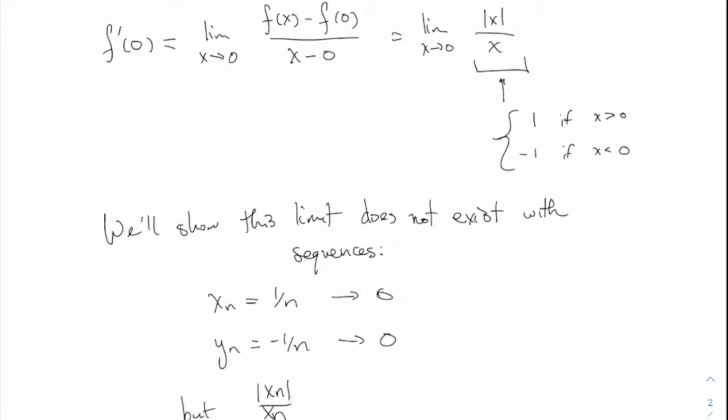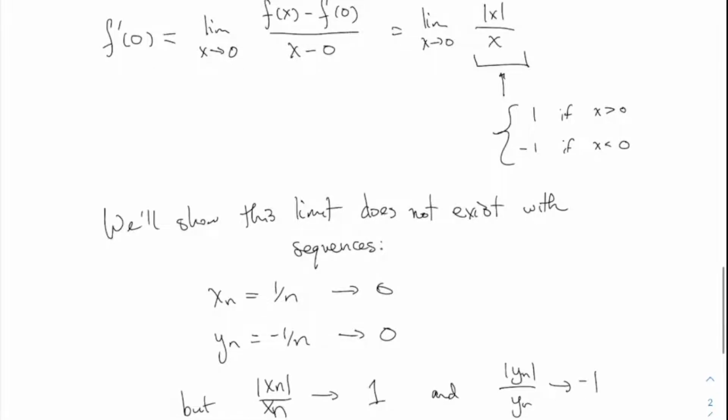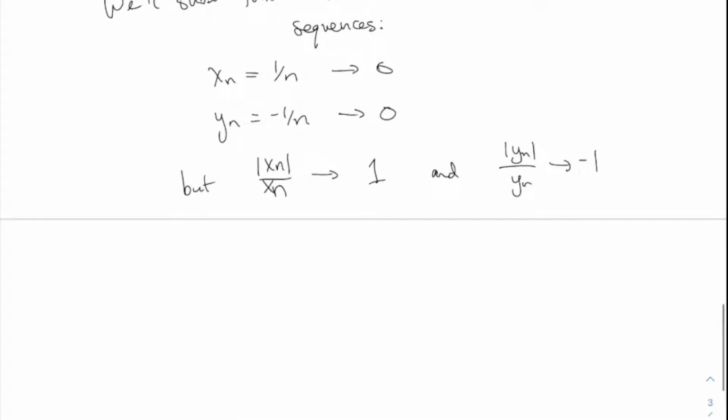Absolute value xn over xn. This approaches 1. Actually, it equals 1 every time because the xn's are positive. And the same with y's, it approaches -1. In fact, it equals 1 every time. All right. And so, since we had two sequences with the same limit, but when we plug them in, we get two different limits, that means that this limit does not exist. So lim x goes to 0, absolute value x over x does not exist.